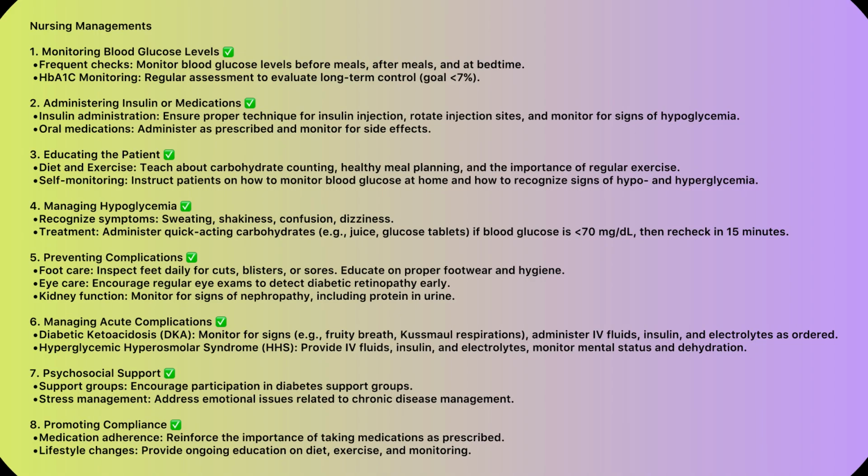And here we go for nursing management. Regular blood glucose level monitoring is needed, and we need to check the HbA1c level, which provides long-term control of sugar. Ensure proper technique for insulin injection, rotate injection sites, and monitor for signs of hypoglycemia after insulin. Educate the patient regarding diet and exercise plus self-monitoring of sugar level. Managing hypoglycemia: recognize the signs and symptoms like sweating, shakiness, confusion, dizziness. To prevent further complications, daily foot care, eye care, and kidney function tests are needed. Also manage acute complications like DKA and HHS, with psychosocial support plus promoting medication adherence and lifestyle changes.